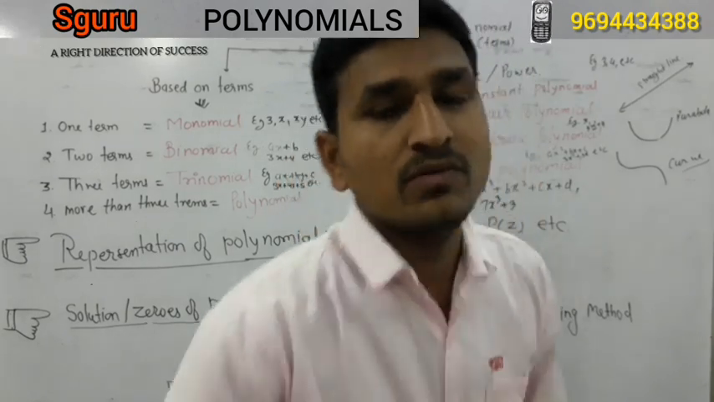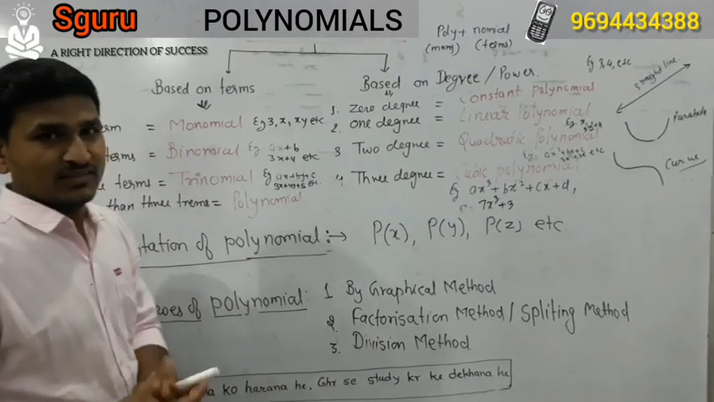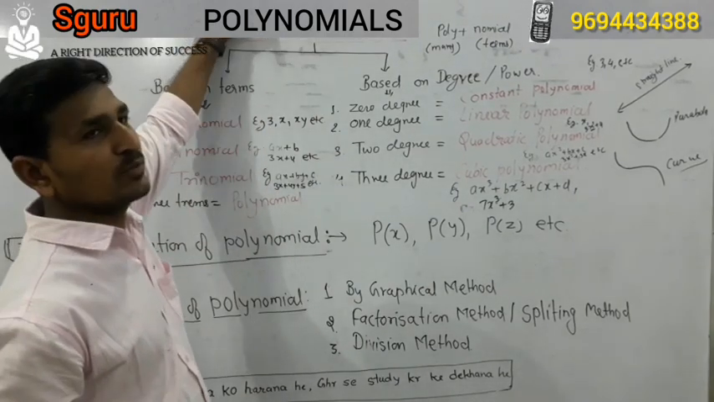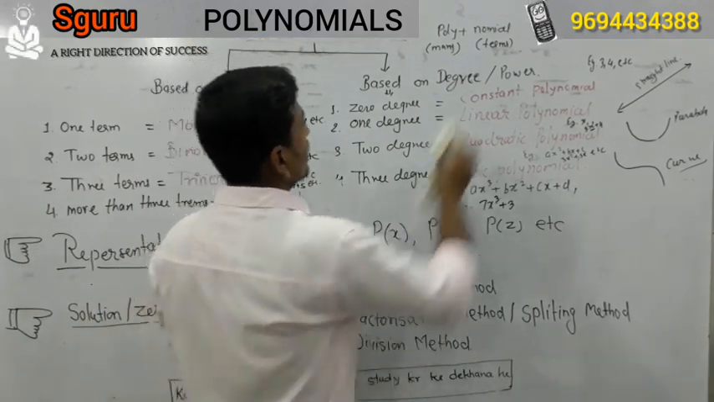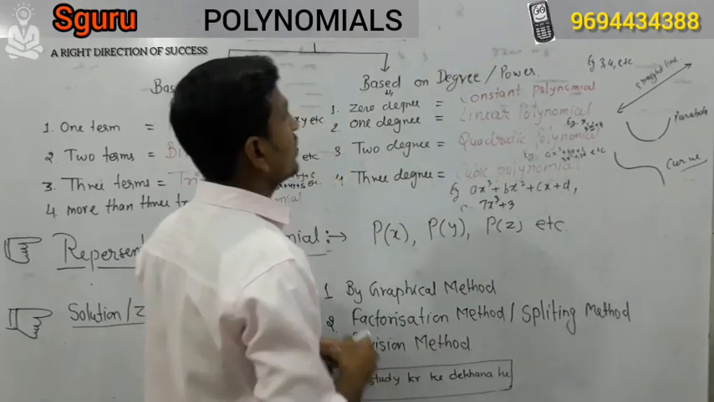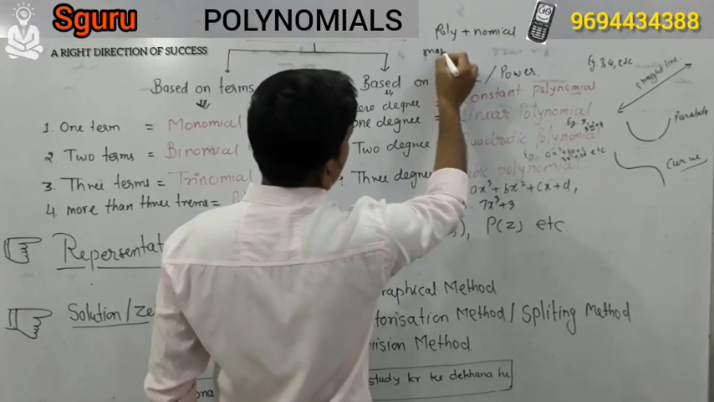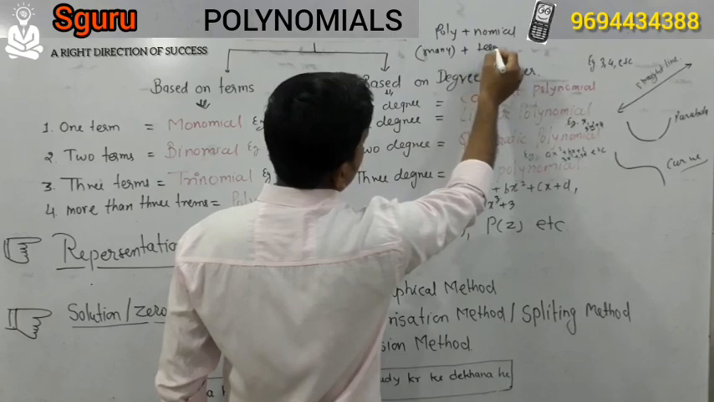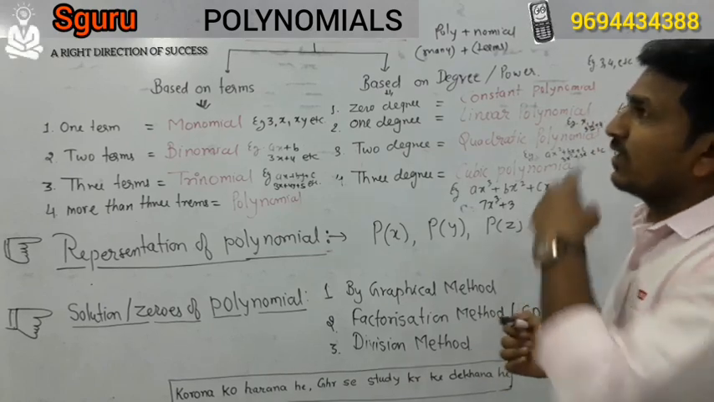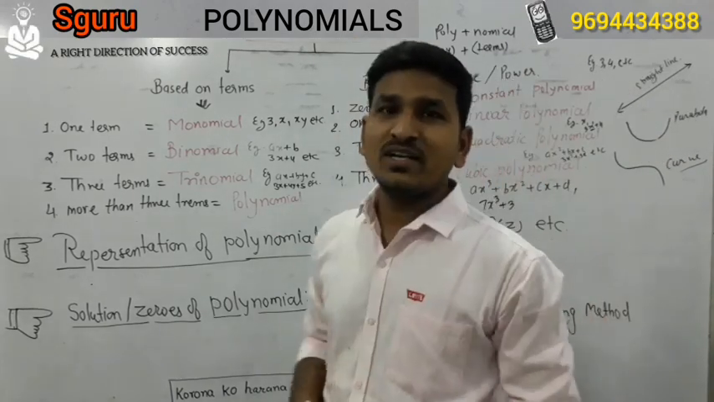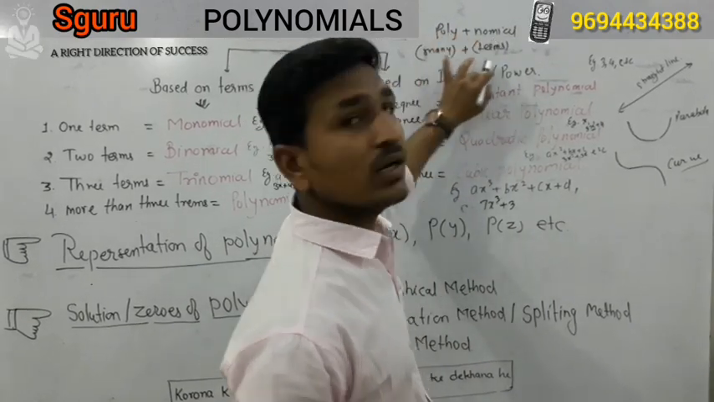Okay, with this thought, we will start today's lecture, polynomial. Let us start the topic polynomial. What is polynomial? Polynomial, poly plus nomial. Poly means many and nomials means terms. Then what is a polynomial? An algebraic expression which contains many terms is called polynomial.